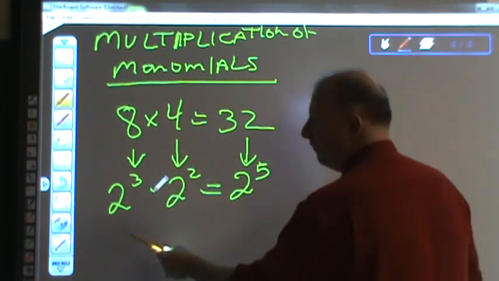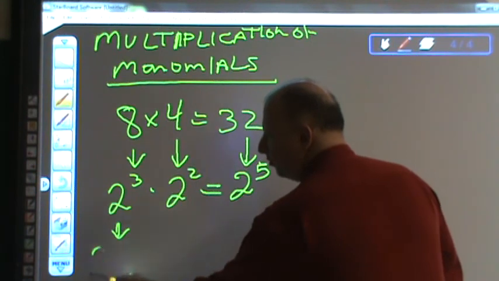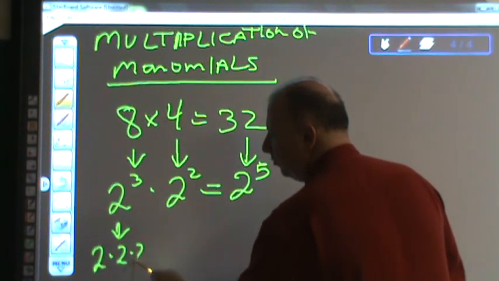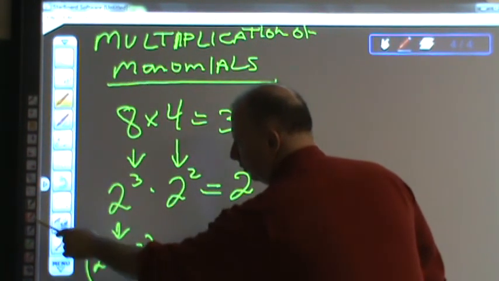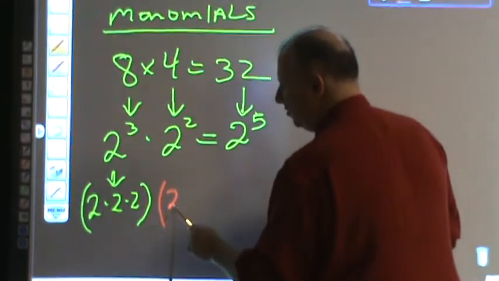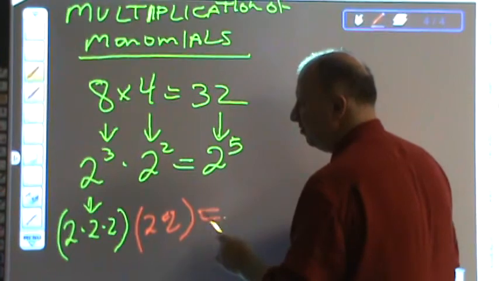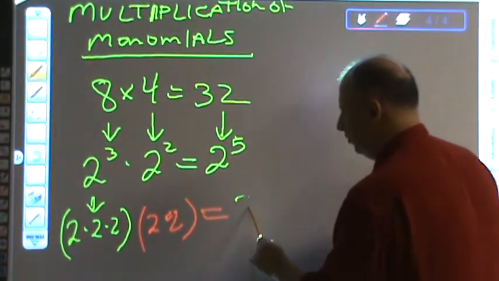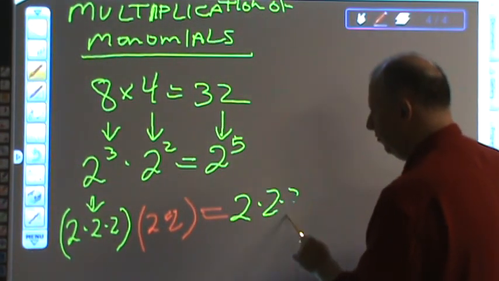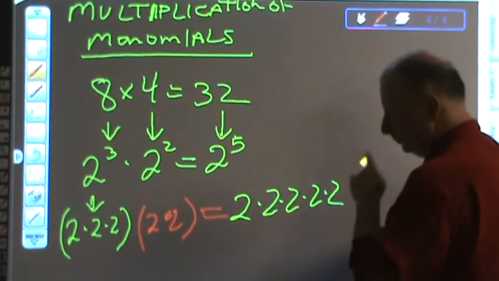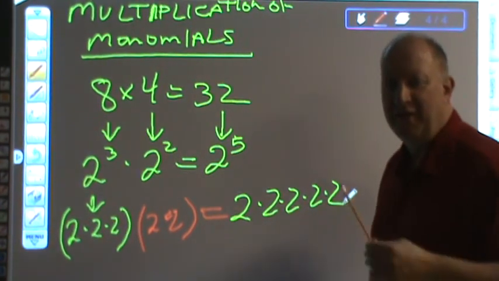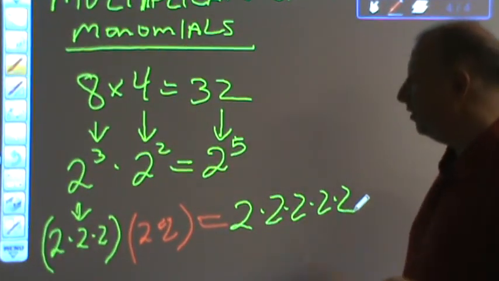So let's look at what I have here. This is really 2 times 2 times 2 times 2 times 2, which is equal to 2 times 2 times 2 times 2 times 2. I know it's overkill in having you understand this, but let's look at it again.